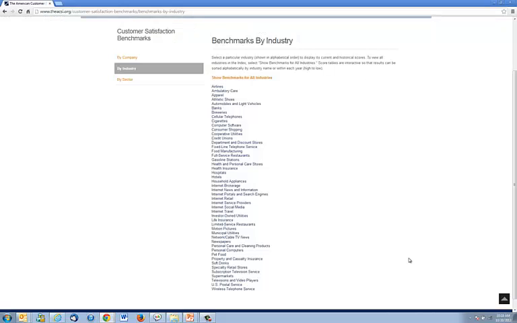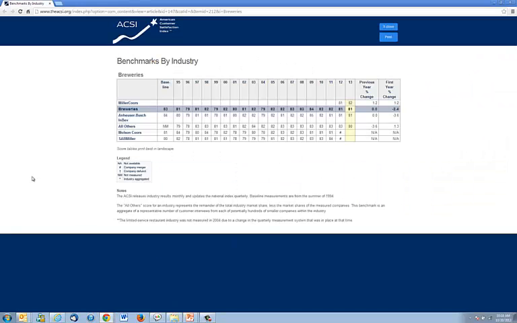This is by industry, and this is the American Customer Satisfaction Index. You might want to go here sometime on your own and check it out. I've picked by industry. Since we're studying a brewery in class, I thought that we would go to breweries. So this is your benchmark. So this is how satisfied people are with breweries in general. These are your years going up to 2013, and here's your baseline. I'm not particularly seeing very much variation in numbers.